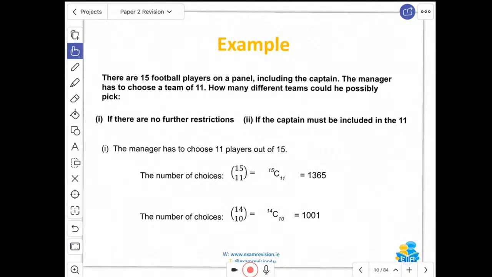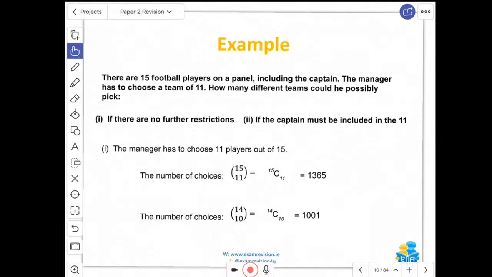So basically for that one, you're just saying, okay, he's got 15 players to select from, and he has to pick 11 of them. So simply that's just going to be 15 choose 11, and we can see that there are 1,365 different teams that he could possibly pick.